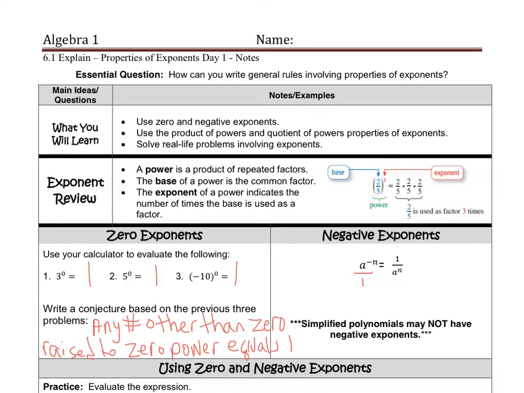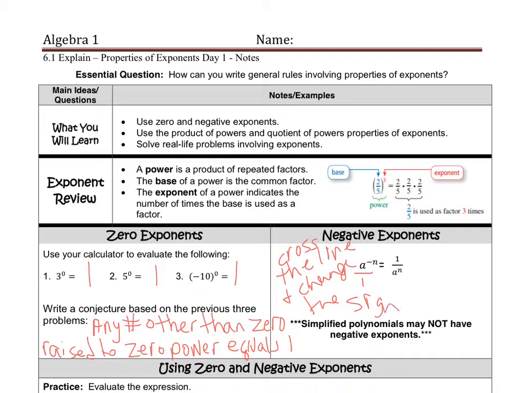So for a negative exponent, we have a little point that says cross the line and change the sign. So it's just saying wherever that base is with the negative exponent, you've got to cross the line, so move it to the other side, and change the sign. So that's our rule for negative exponents. Cross the line and change the sign.